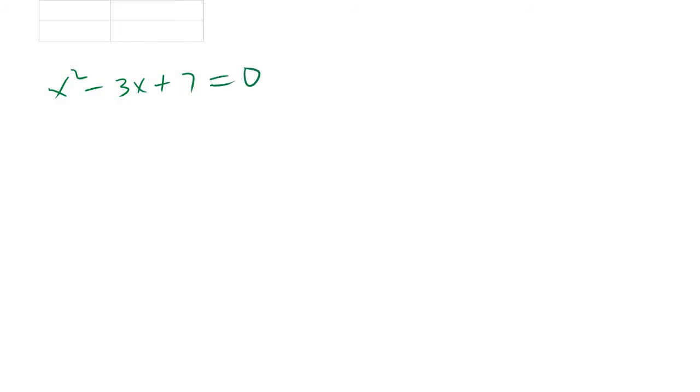If somebody asks me what kind of solution this is going to have, I don't need to go through all of this formula anymore. I can just look at the expression under the square root, which is b squared minus 4ac. I'm going to plug in and see if I come out with a negative, positive, or 0. So my a is 1, my b is -3, my c is 7. Let's plug in.